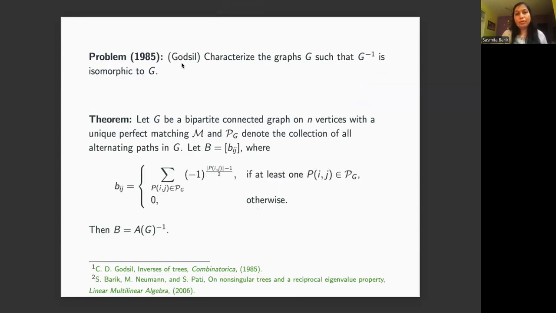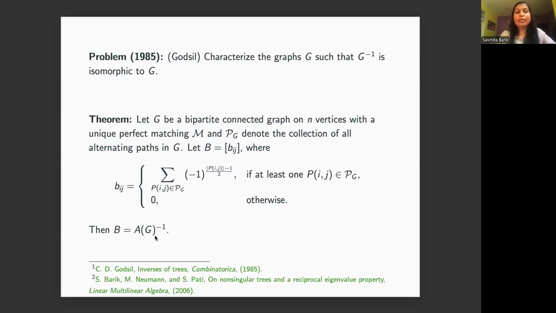Now, the question which was posed in 1985 by Gottschall was: characterize all the graphs G so that G inverse is isomorphic to G. That means G inverse exists and G inverse is isomorphic to G. So what are those graphs? That was the question. And as we were proceeding towards characterizing graphs with property R, we first described how the inverse looks.